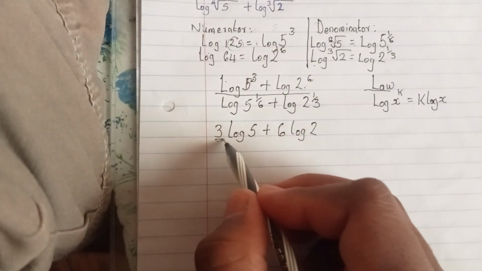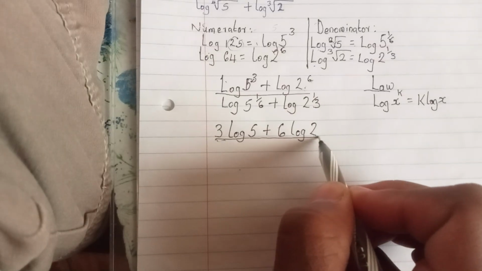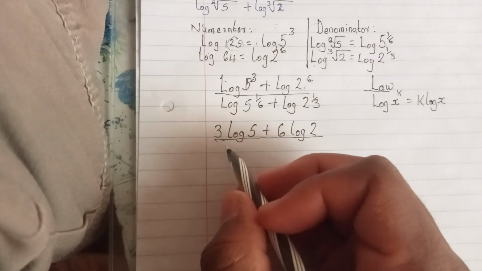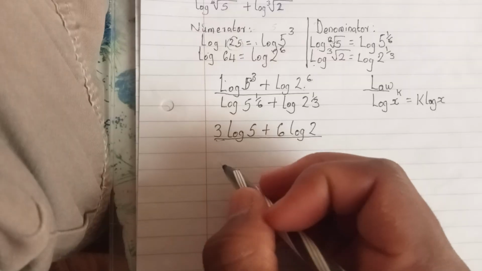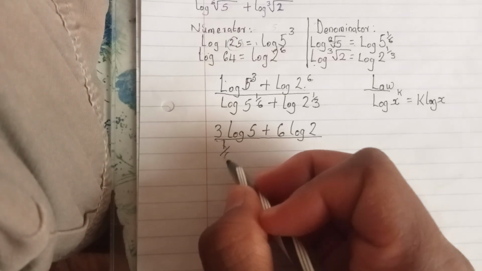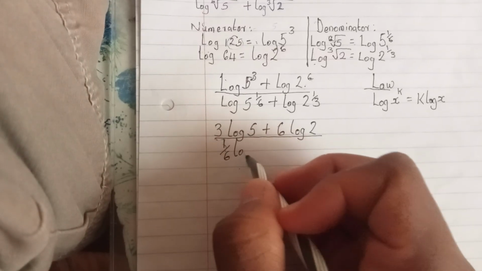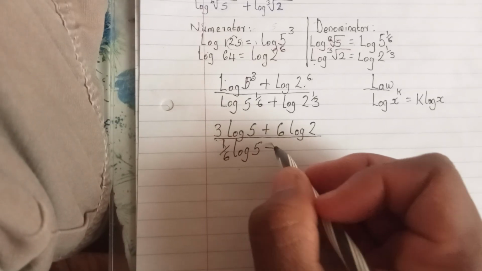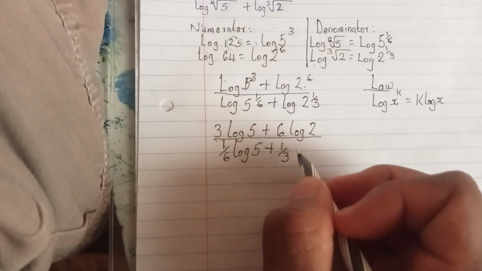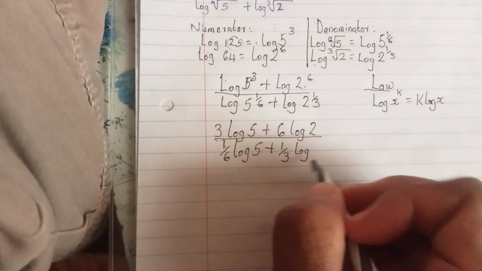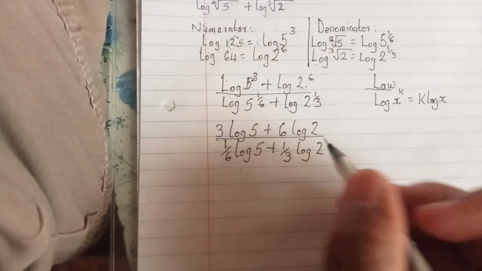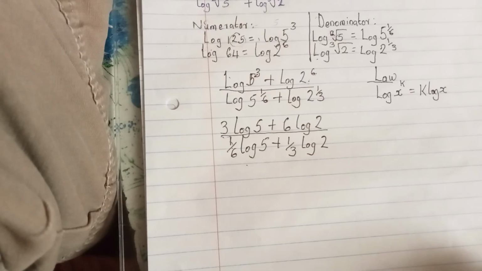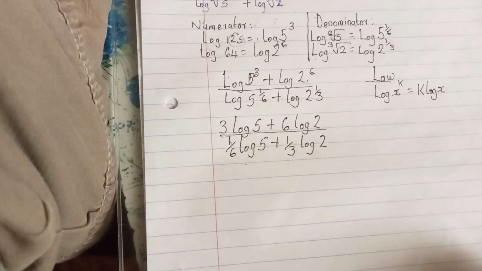And then let us write the denominator. This one, remember, is 1 over 6 log 5, then plus 1 over 3 log 2. Hope I am very clear there.